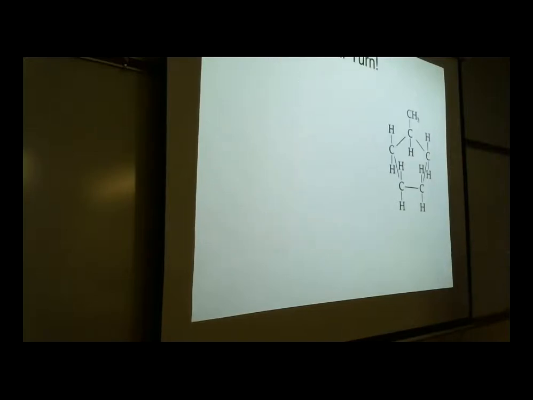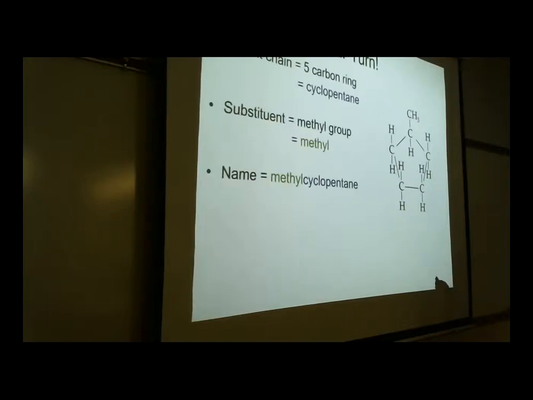So for this one, let's do it together. The substituent is a what? Which is called a what group? A methyl group. And how many carbons are in the ring? 1, 2, 3, 4, 5. So this is a cyclopentane, so this would be methylcyclopentane. You don't need a 1 because there's only one substituent.